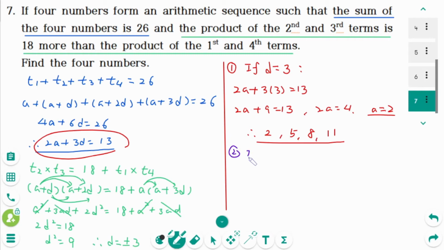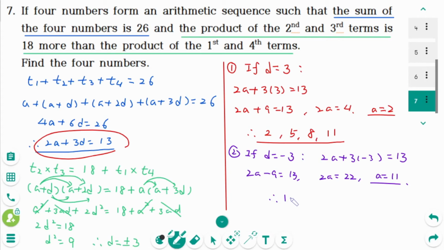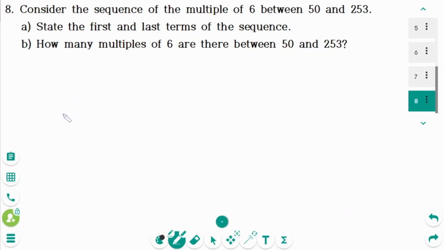Number 2, if D equals minus 3, then 2A plus 3D equals 13. Then 2A minus 9 equals 13. Then 2A equals 22. A equals 11. That means the first term is 11 and decreases by 3. So 11, 8, 5, 2. Then by 1 and 2, the four numbers are 2, 5, 8, 11. This is the last one.